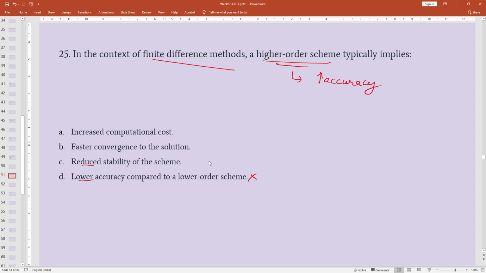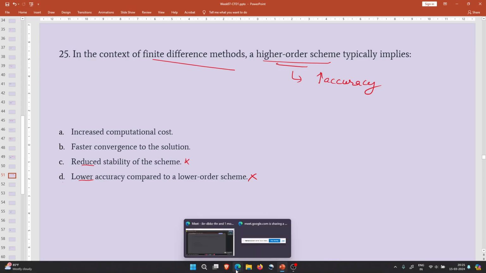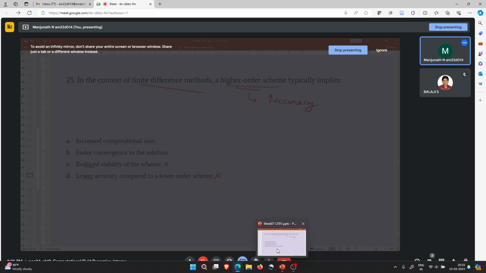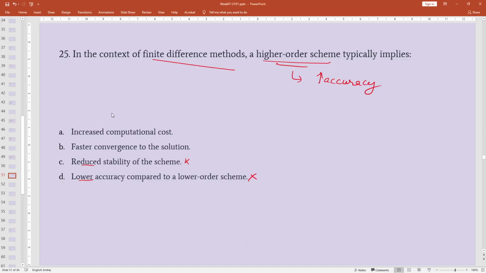Then option C is saying reduced stability of schemes. So stability of the schemes, we can't assume that every higher order scheme will be having reduced stability. So again, that can be cancelled. Next one, faster convergence to the solution. So option B, faster convergence to the solution. This again we can't say, for higher order schemes doesn't give any direct promise of faster convergence.